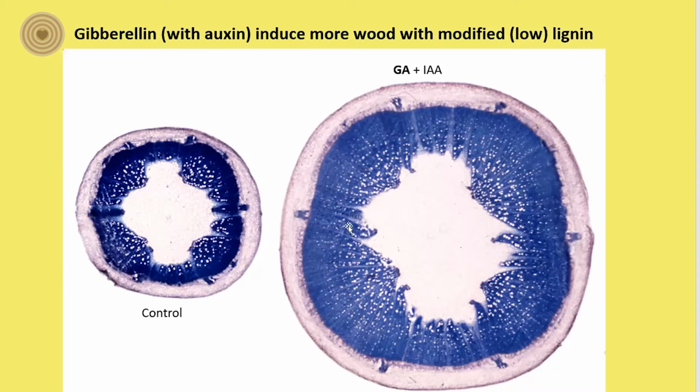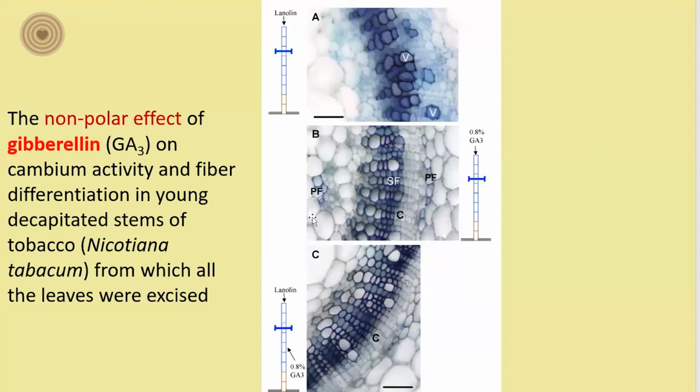Here it's only to emphasize with another experiment the non-polar effect of gibberellin. In this experiment, you can see the plant with no leaves. The anatomy or the cross sections were taken where you see the blue bar, and I left 2 internodes above the internode that I analyzed in order to produce some auxin.